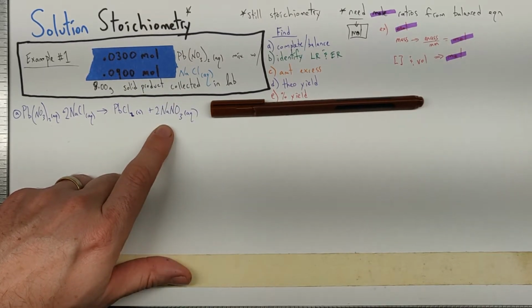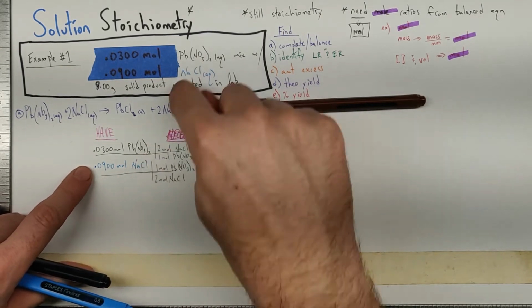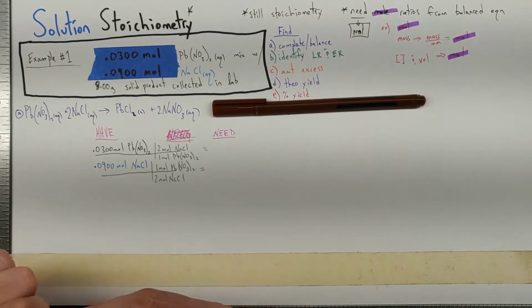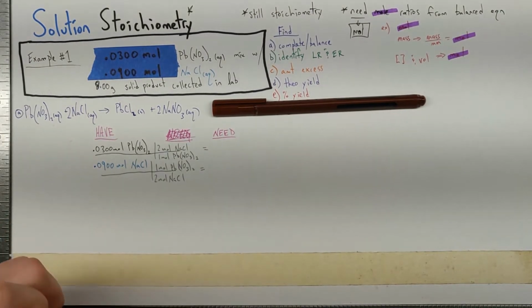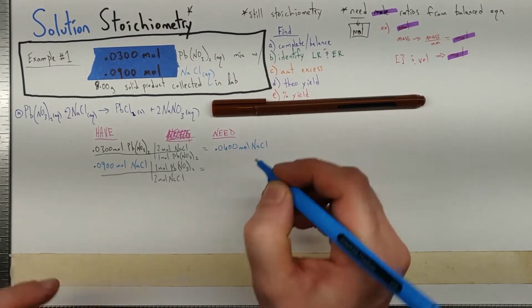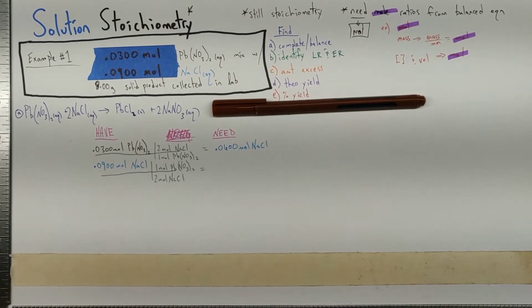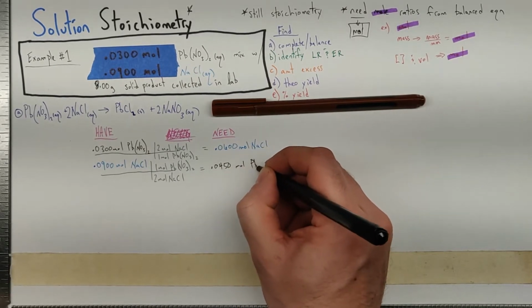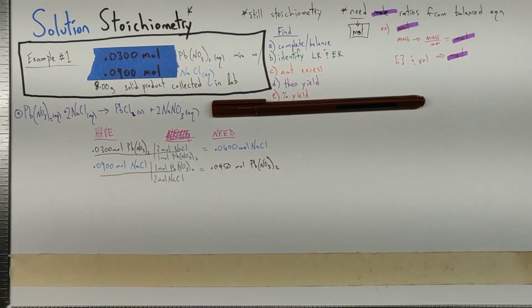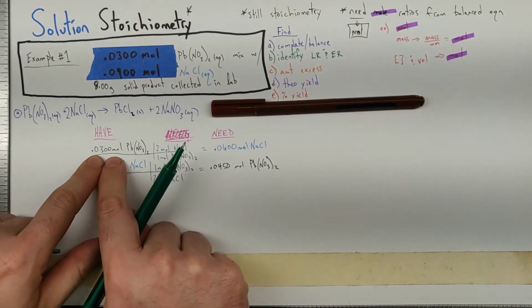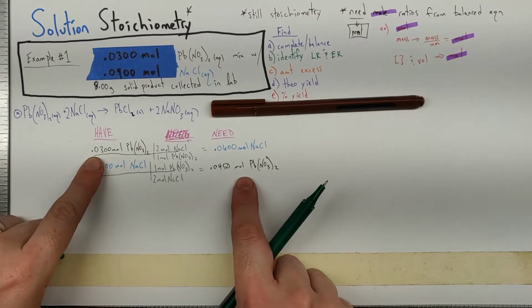I set this up with what I have, these amounts that were given here, and did our comparison of reactants to each other. In this case, we find out that we need 0.0600 moles of sodium chloride, and we need 0.0450 moles of that lead nitrate. Comparing our haves to our needs right here, you can see we have 0.03 moles of the lead nitrate. We need 0.045. We don't have enough.